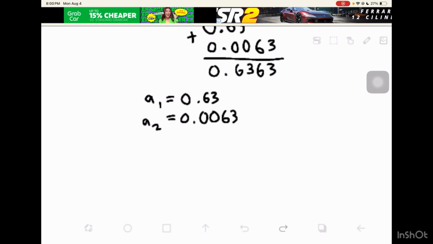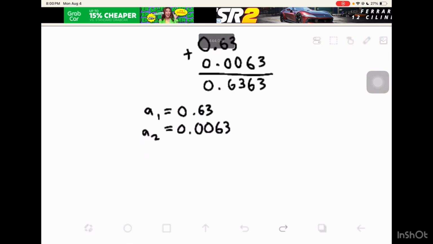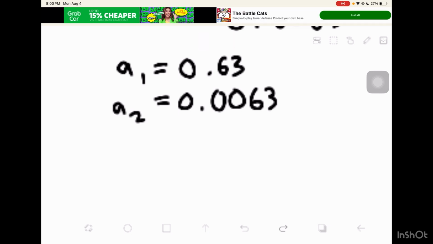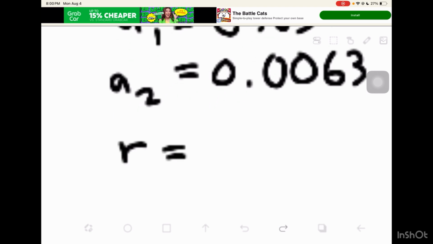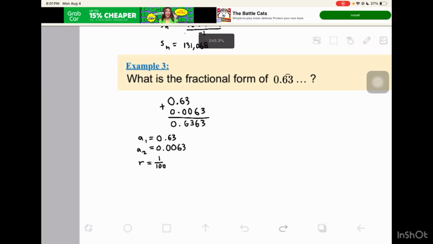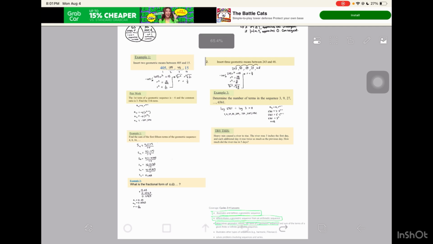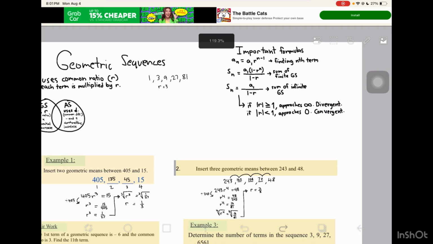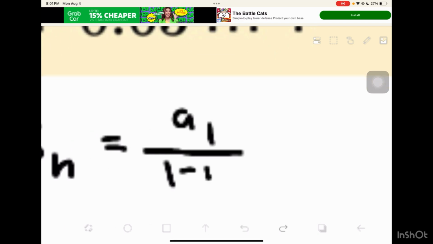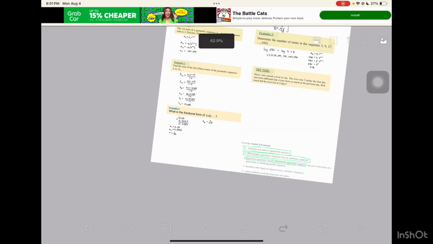So now that we have a sub 1 and a sub 2, we want to find the r. Once again, we just want to do a sub 2 divided by a sub 1. So we do 0.0063 divided by 0.63. That's equal to r being 0.01 or 1 over 100. And now that we have 1 over 100, we can use the infinite formula here. So it's going to be S of n is equal to a sub 1 over 1 minus r. Am I right? Yes. 1 minus r.